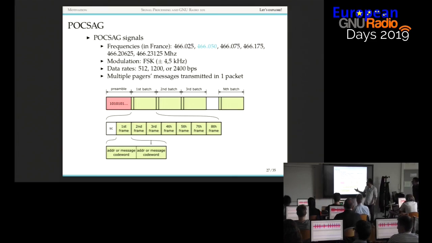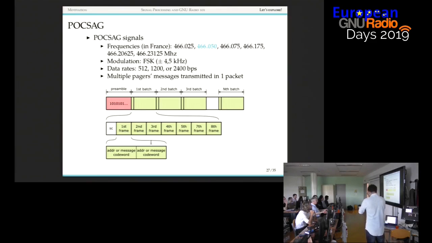Okay, so the structure of the packet looks like this. We have a preamble, which is a bunch of zeros and ones in FSK. Then we have batches, right? And these batches contain this sync word here, and then some frames. And inside of the frames, you have messages, which can be either an address or the actual message itself. And the address, of course, is the number of the pager which is receiving the message, right?